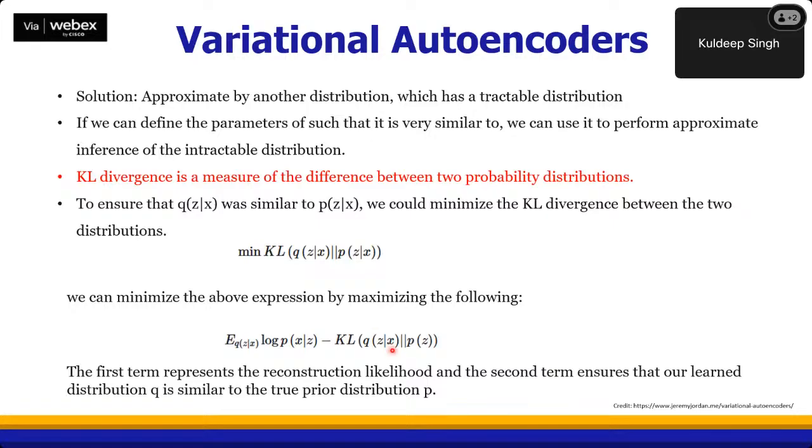And the second term ensures that our learned distribution Q(z given x), which is of the encoder network, is similar to the true prior distribution P of this latent distribution Z. Fine.